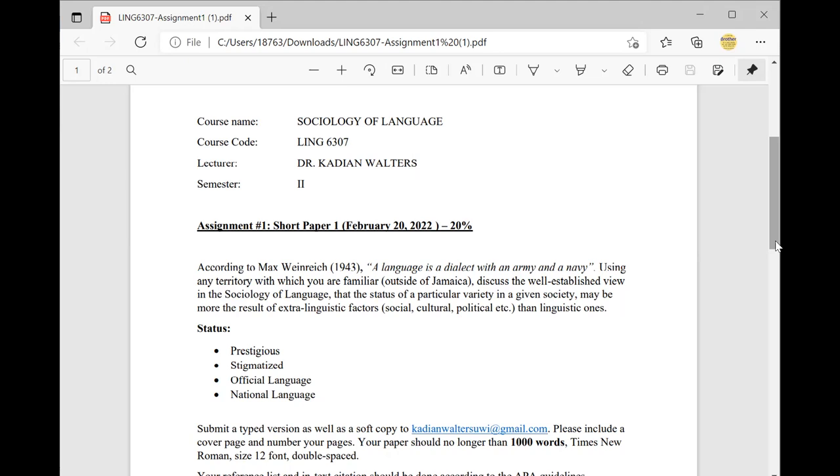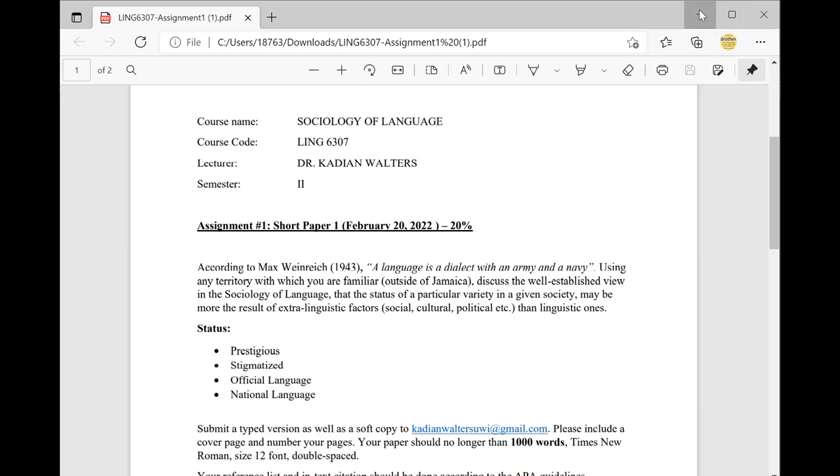Or you might not want to look at a Creole at all, and you want to look somewhere else, in Africa, Australia, etc. All right, so it's really up to you to do your research, do your readings, and then choose accordingly. So, Miss, you're saying to choose a country in which there is a language spoken that is not official, and the reasons for that.